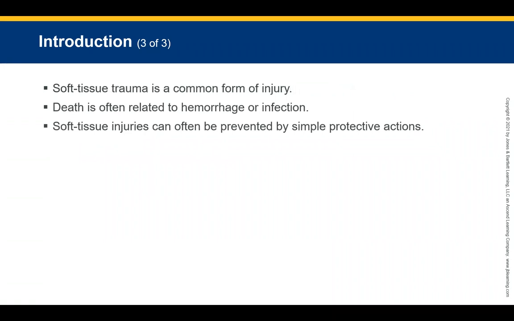So soft tissue trauma is a common form of injury. Wound care is one of the most frequently performed procedures in the ED. Most of these injuries require basic intervention. So just because they look super, super bad, it should not be alarming. Death is often related to hemorrhage or infection. Infection can be life or limb threatening. Especially in children, older adults, and people with diabetes, and other conditions that may compromise the immune system, infections are really bad. Soft tissue injuries and their complications can often be prevented by using simple protective actions.